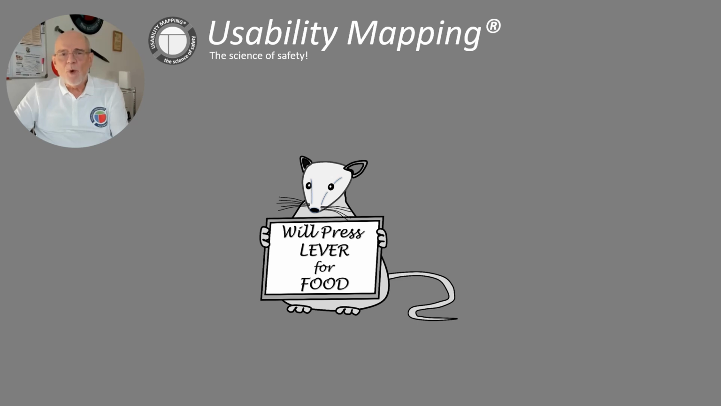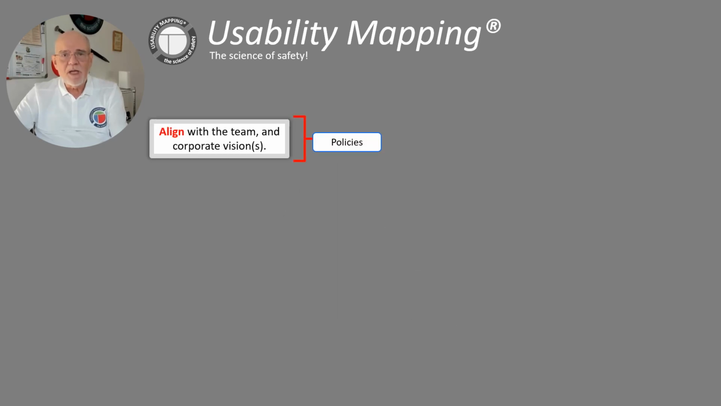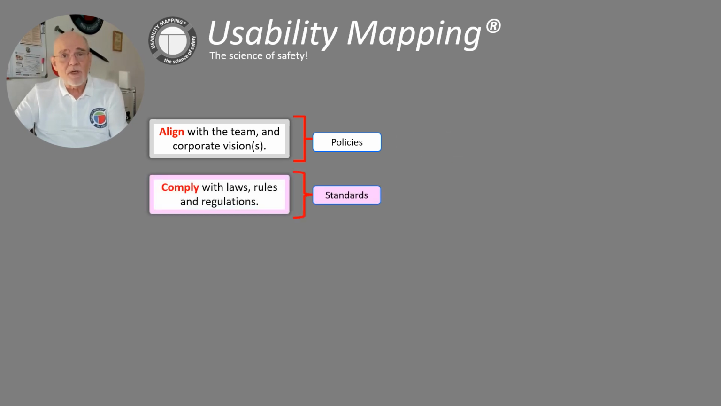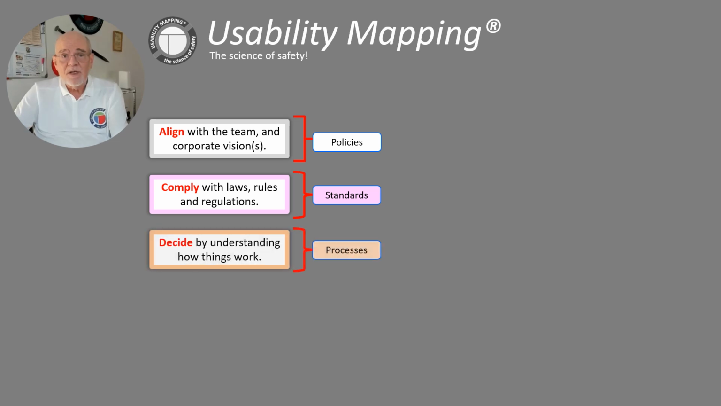Usability mapping is all about successfully guiding behaviors. The specific behaviors that operational safety requires are, for example, alignment behaviors, which must align a team with a company or department's vision. For that, we create policies. We engineer policies that drive alignment behaviors. Compliance behaviors enforce policies. For that, we create rules and regulations, and we call these standards, and we must engineer standards to drive compliance behaviors.